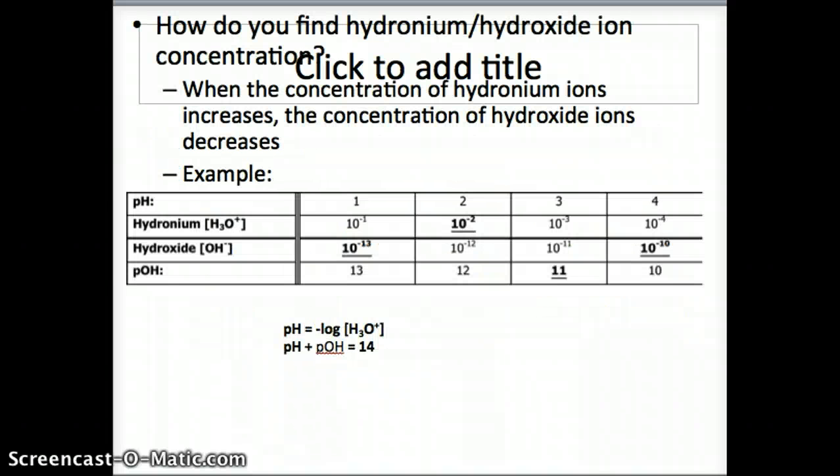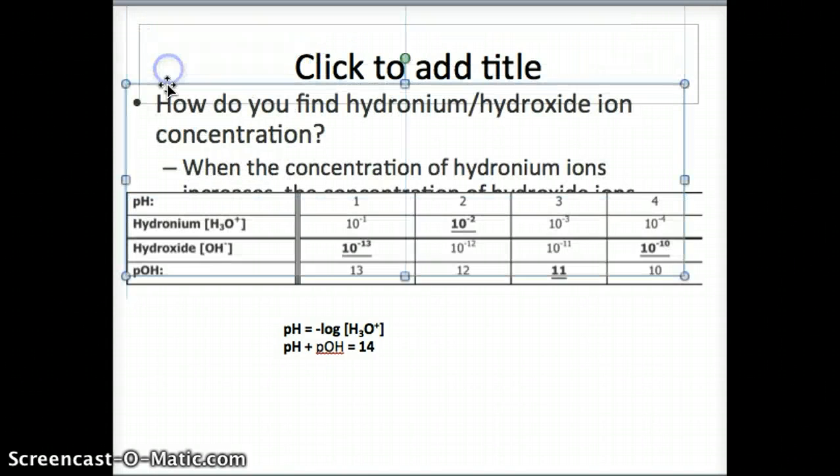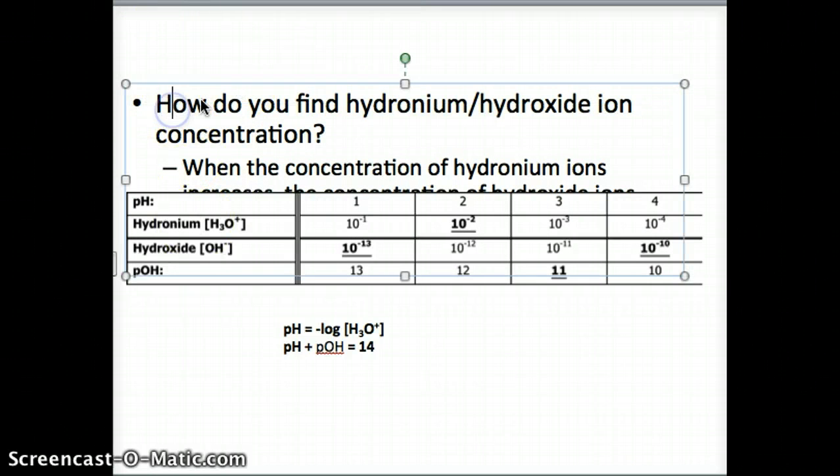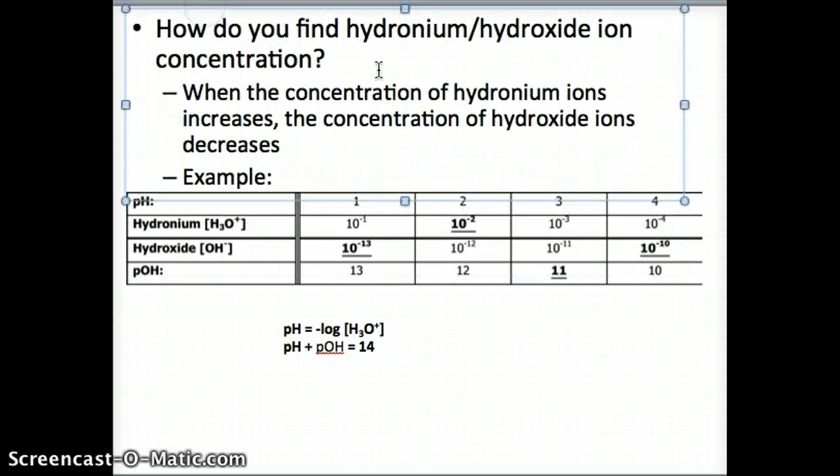Here's a quick example. How do you find the hydronium or hydroxide concentration? Well, when the concentration of hydronium ions increases, and let's look at the graph here, so it's 10 to the negative 1, 10 to the negative 2, the concentration of hydroxide ion decreases. So 10 to the negative 13, 10 to the negative 12. So just remember this relationship.